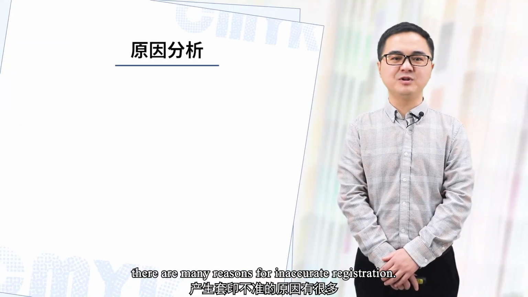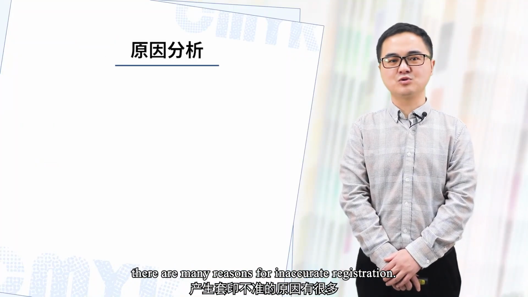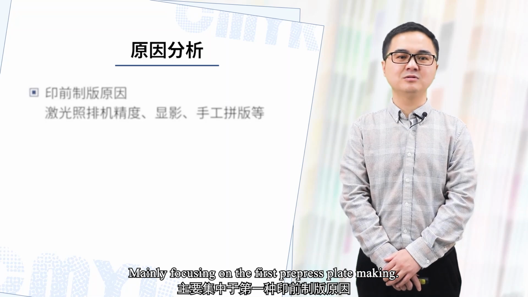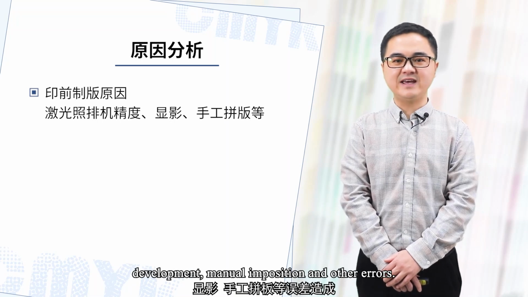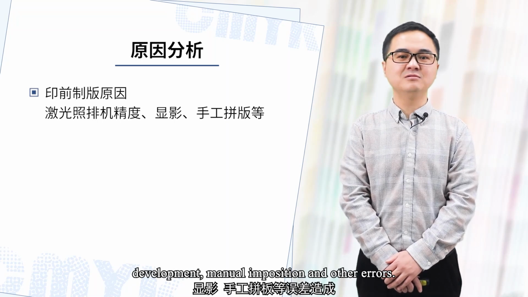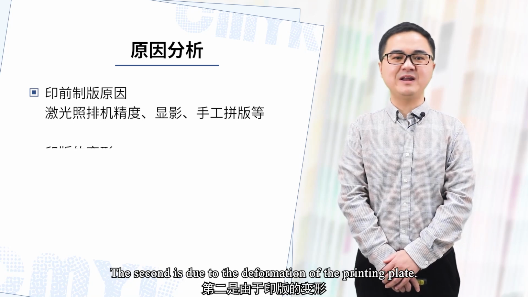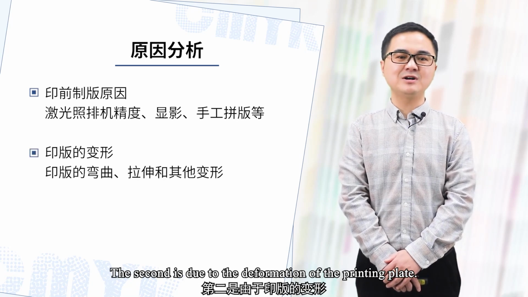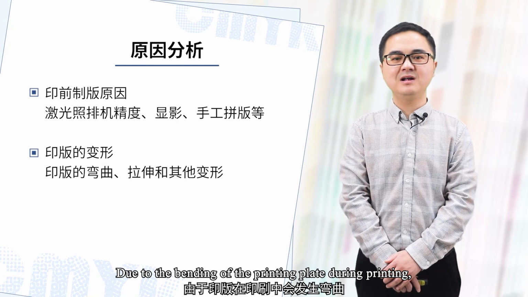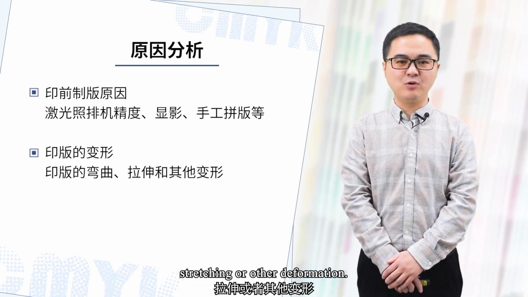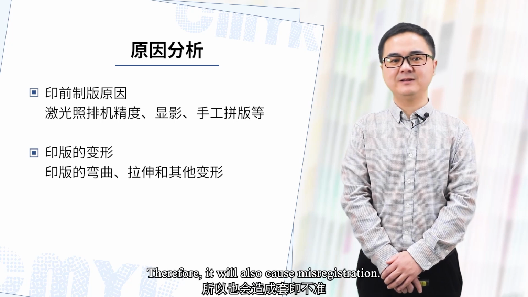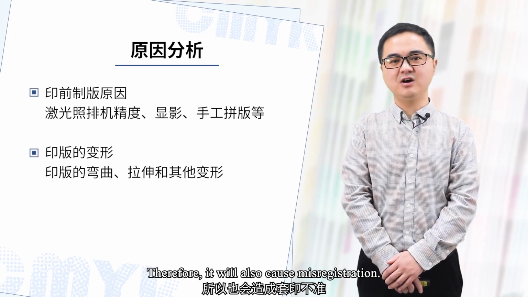There are many reasons for inaccurate registration, mainly focusing on the first, pre-press plate making. It is mainly due to the accuracy of the image setter, development, manual imposition and other errors. The second is due to the deformation of the printing plate, due to the bending of the printing plate during printing, stretching or other deformation. Therefore, it will also cause misregistration.